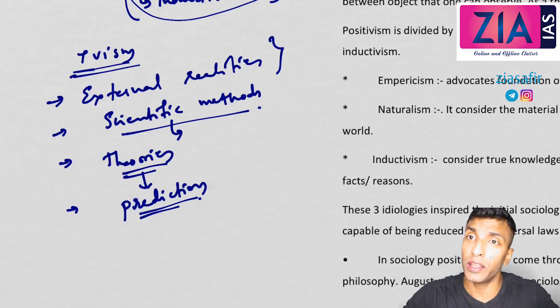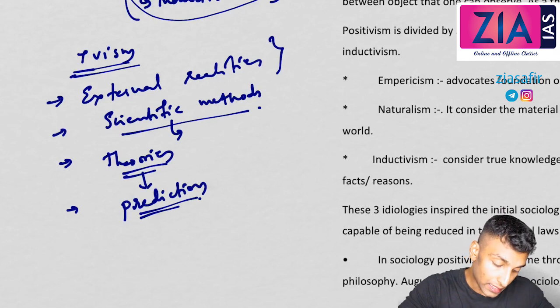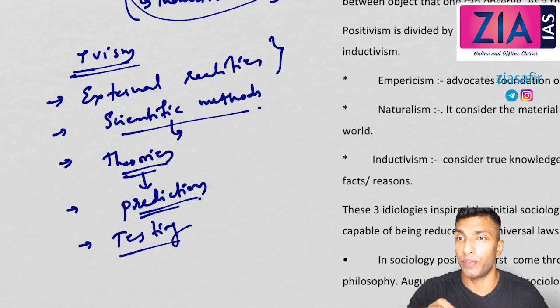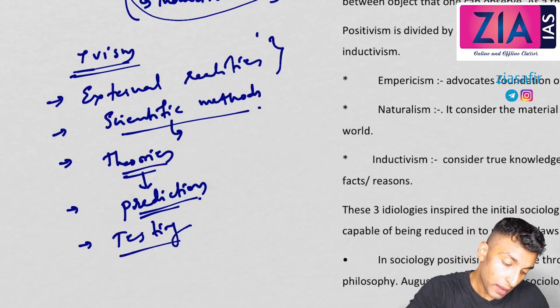Because a discipline needs to be scientific, it means you should predict, you should generalize. In natural science it is possible, but there are obvious limitations in sociology. That we will discuss when we discuss criticism. But as of now, you write the elements of positivism. So prediction and testability also. You should be in a position to test those theories which you have made. So these are the important elements.